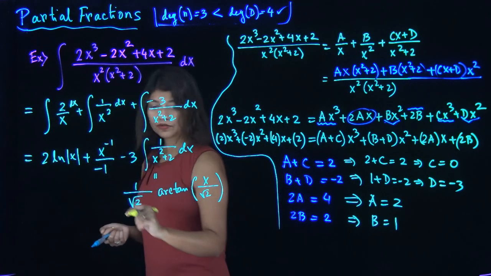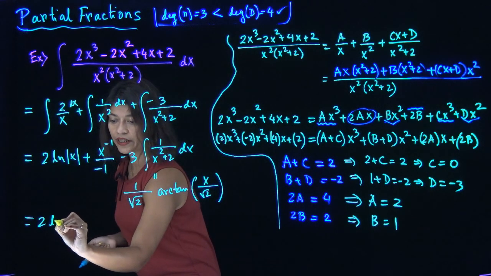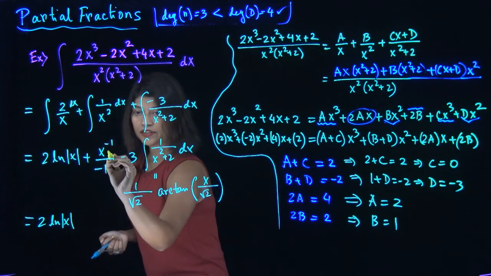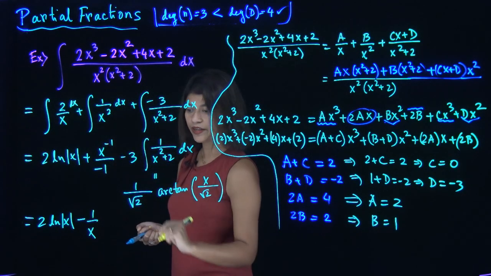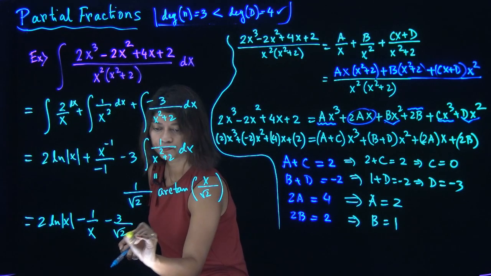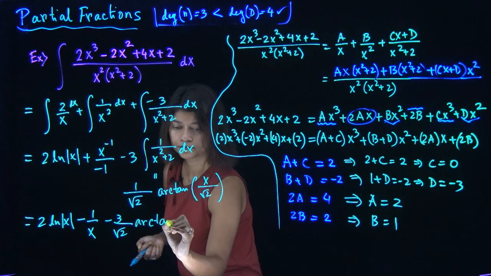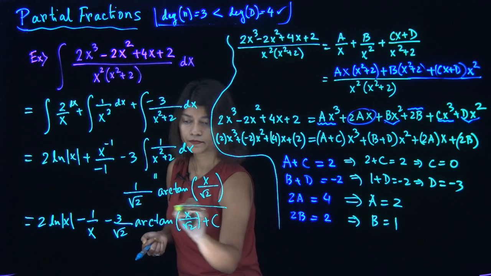So here is my answer, right? Let me write down one more time. So 2 ln absolute x. So this is negative 1 over x, right? I'm just flipping x to the minus 1, bringing it in the bottom. And then minus 3 over square root of 2 arctan x over square root of 2 plus c.